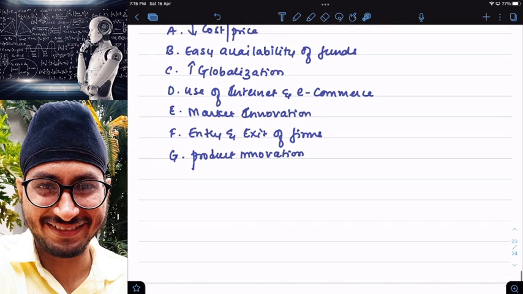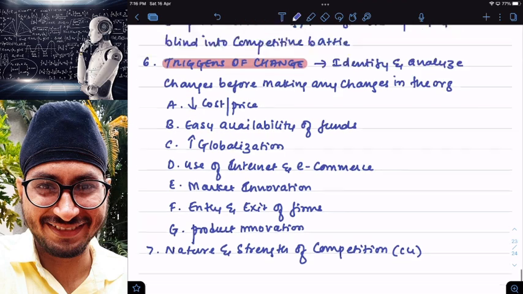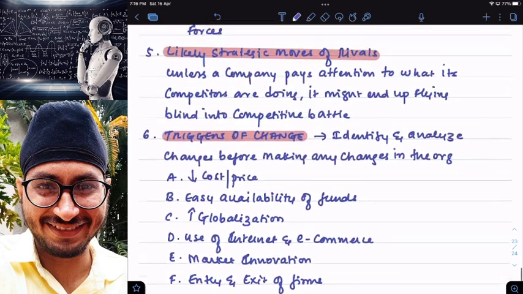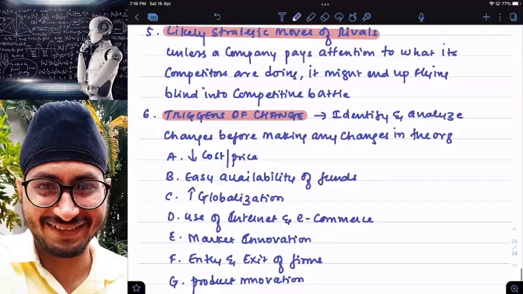Then we have the seventh one, nature and strength of competition. This we are going to discuss in the next chapter, chapter 4, that is Porter's 5 forces model. There we will discuss. So how many points are there, sir, in total? In total we have 7 points.